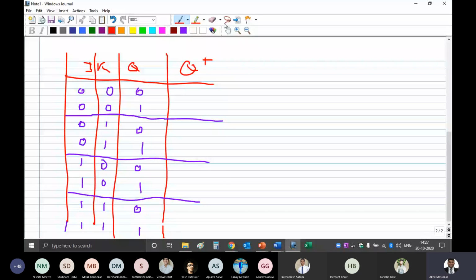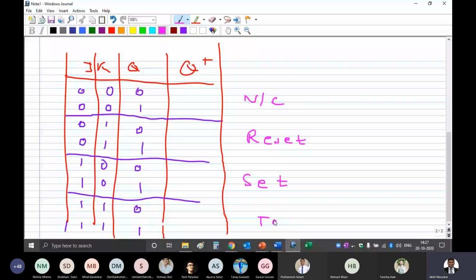Now, the basic definition of JK flip-flop tells me that when I give J and K as 0, 0, the output should be no change. When I give 0 1, it should be reset. When I give 1 0, it should be set. And when I give 1 1, it should toggle. That means if it is 1, it should become 0. If it is 0, it should become 1. Toggle. So now if you apply this logic on this, it is very easy.